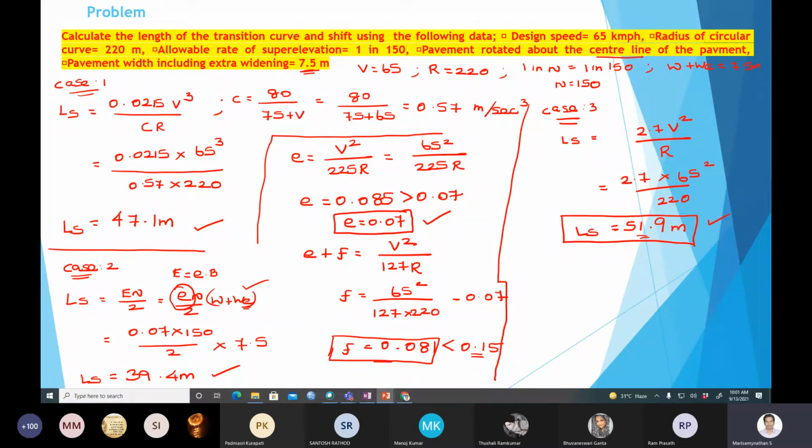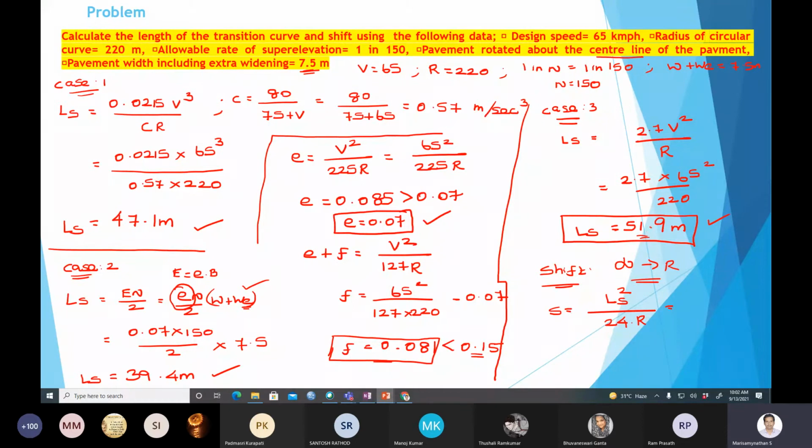So this is the way we have to estimate the length of the transition curve. In continuation of that, they were asking about the shifting, how it is happening. The shifting means the incremental change, how it is happening, what the interval is, so that we need to estimate. So the shift, how the gradual incremental change is happening, from infinity to achieving the radius. That equation is S equal to Ls square divided by 24 into R.